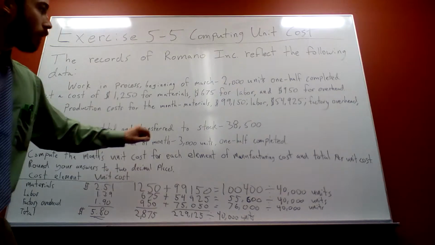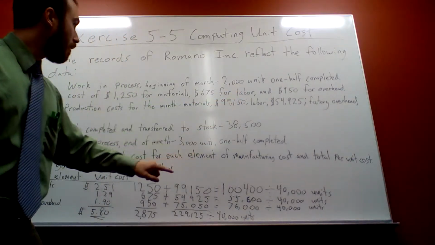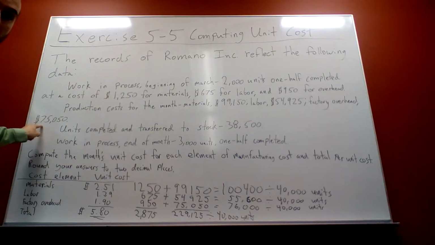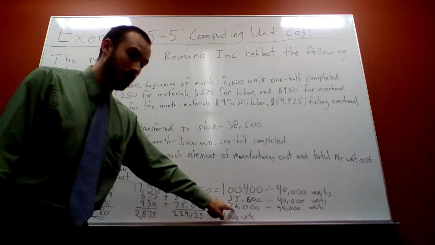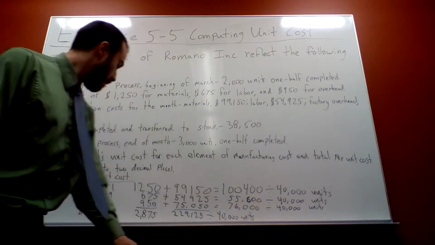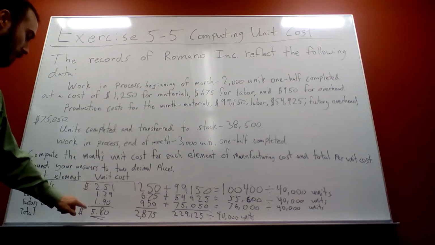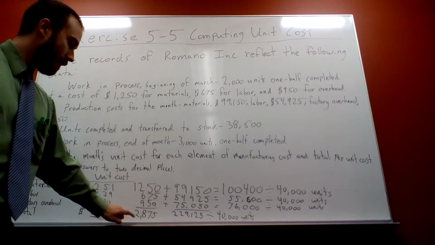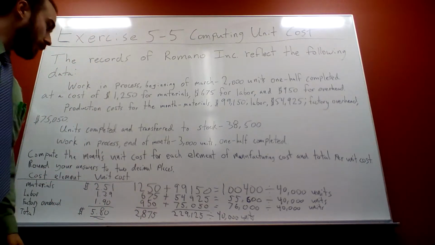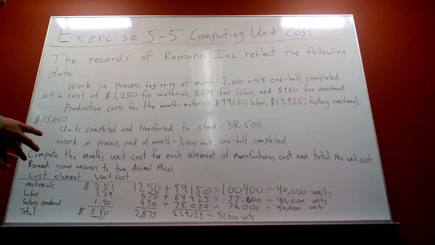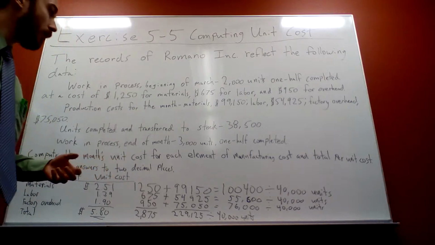Factory overhead, which was 950 plus 75,050, a total of 76,000 divided by 40,000, gives you $1.90. You add them up, $5.80. You can add these up, divide, you'll get the same number. And so that's how you do an equivalent computed unit cost using the equivalent units of production.